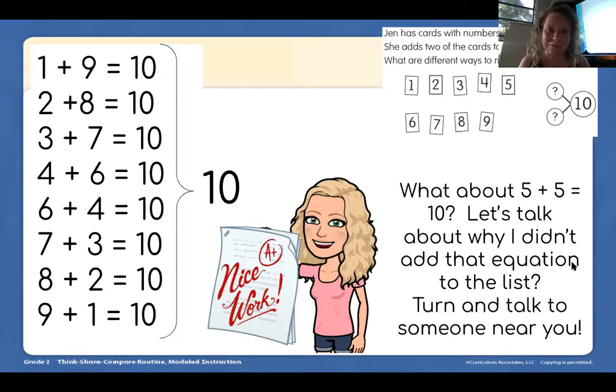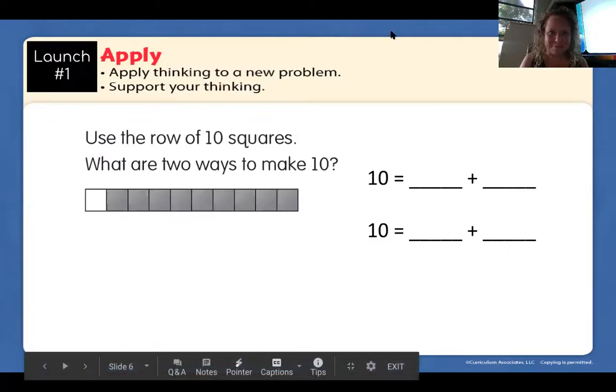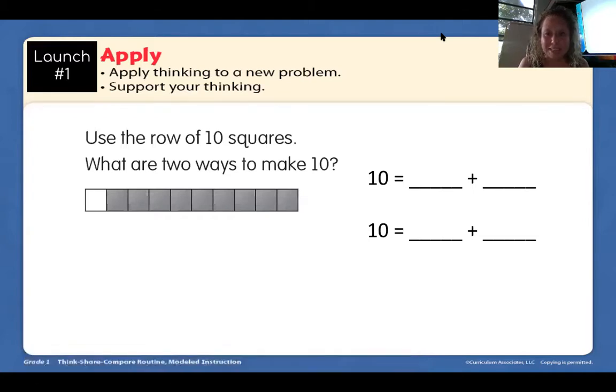I couldn't add 5 plus 5 to this chart because Jen only had 1 5 card. If she had 2 5 cards, we could have put both of them on there. But you're right, 5 plus 5 does equal 10. Let's look at this row of squares. There are 10 squares in this row. What are 2 ways that we could make 10 using these squares? Notice I have 1 white square and 9 gray squares.